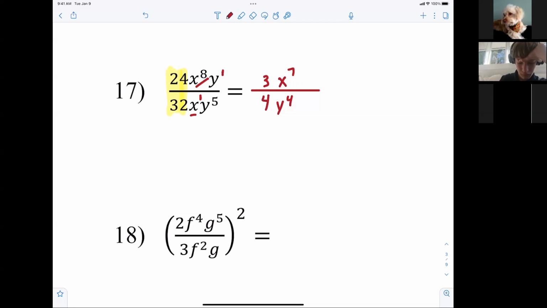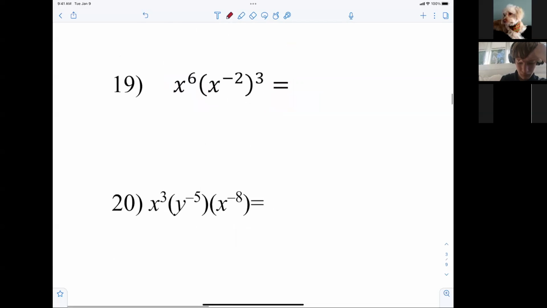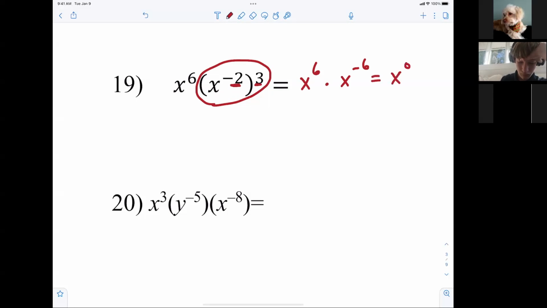Okay. 19. Here we go. Now, you have to do this part first because it's a power to a power. So you do exponents. So it's x to the 6th times x to the -6. So you end up with x to the 0, which is equal to 1. Anybody have any questions with that?